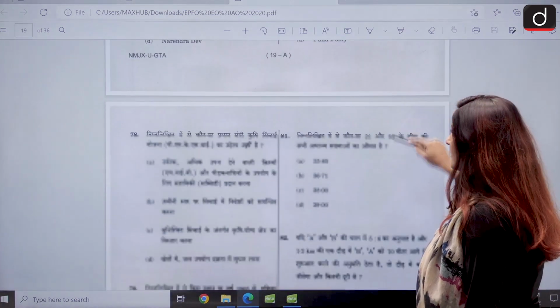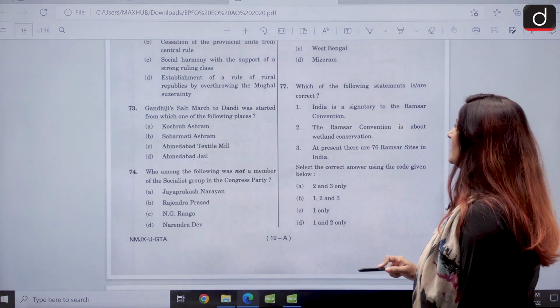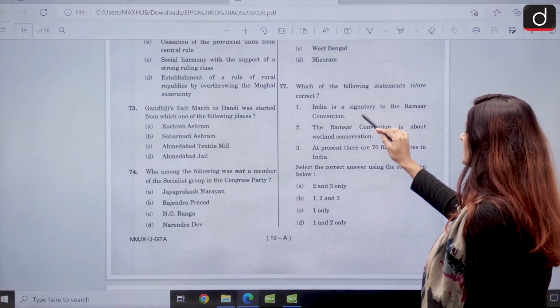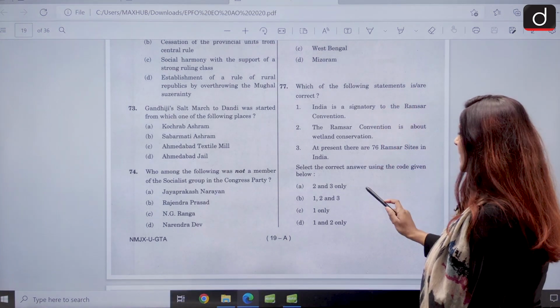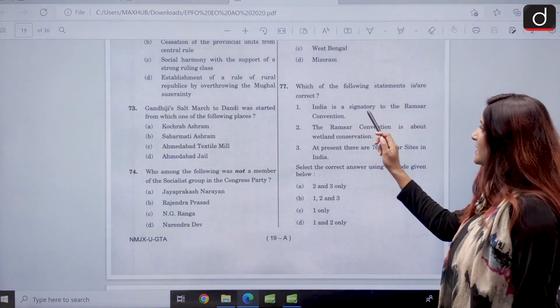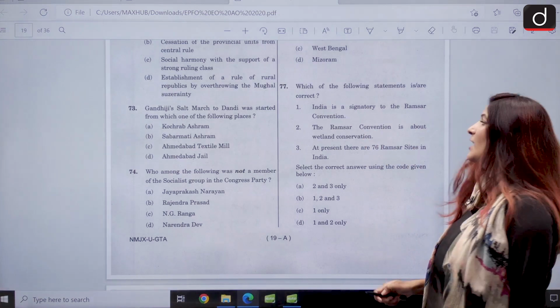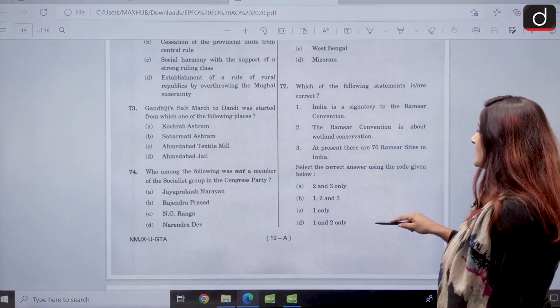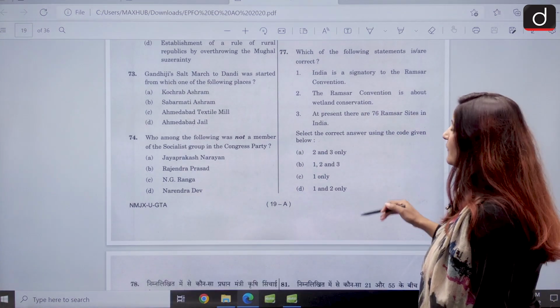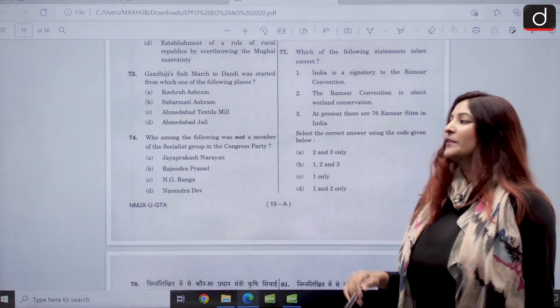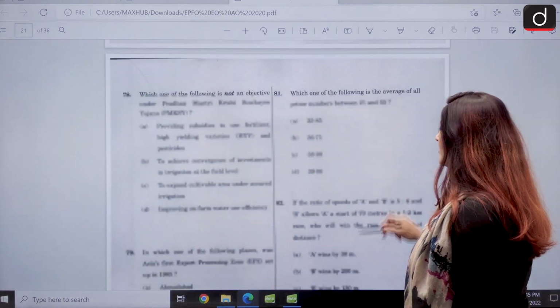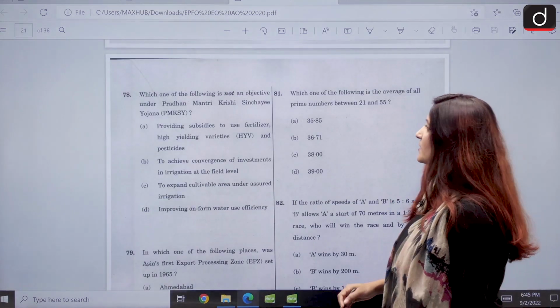Okay, moving ahead. Here we have a question from environment. Which of the following statements are correct? With respect to all these statements, we have to see the correct answer. India is a signatory to the Ramsar Convention. The Ramsar Convention is about wetland conservation. At present, there are 76 Ramsar sites in India. So here we have to select the correct or incorrect statement. This belongs to environment and ecology. So I hope you are able to grasp what kind of questions could be asked.